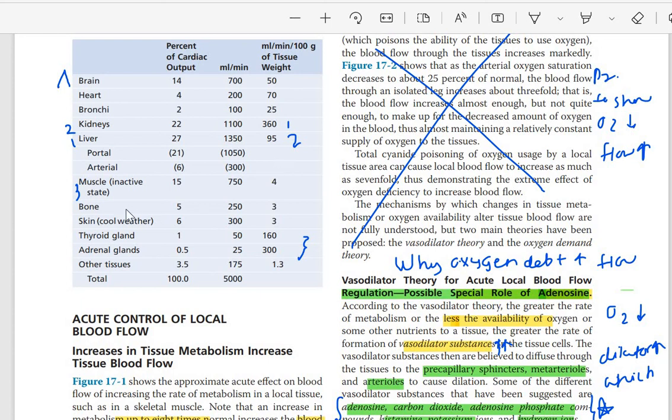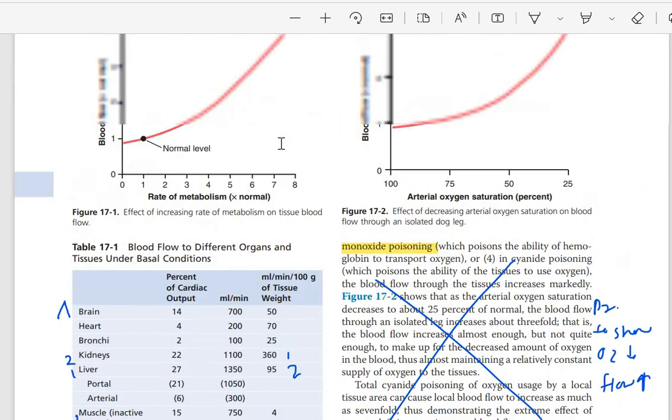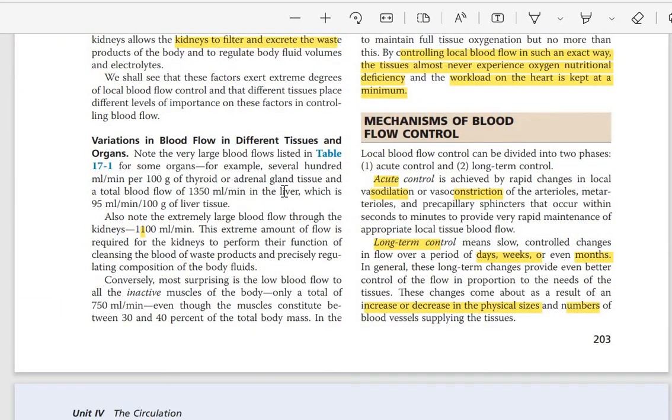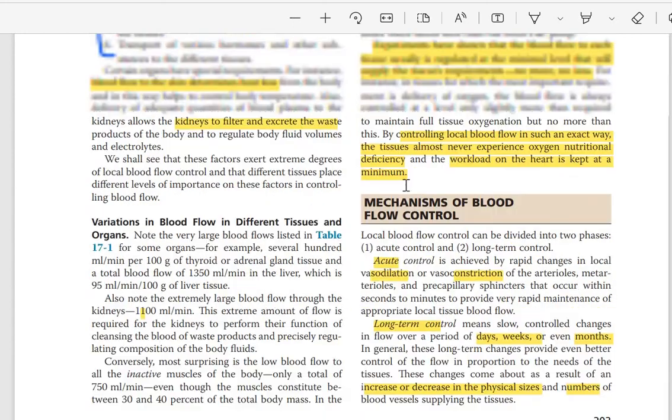So the MCQ can be asked in such a way: the maximum blood flow to the tissue. Ready? So liver. But when the question is the maximum density of blood flow, or per tissue weight, then definitely the kidney will be the number 1 organ. Okay, so that is done. So this paragraph is only talking about how the tissue need determines the tissue blood flow.